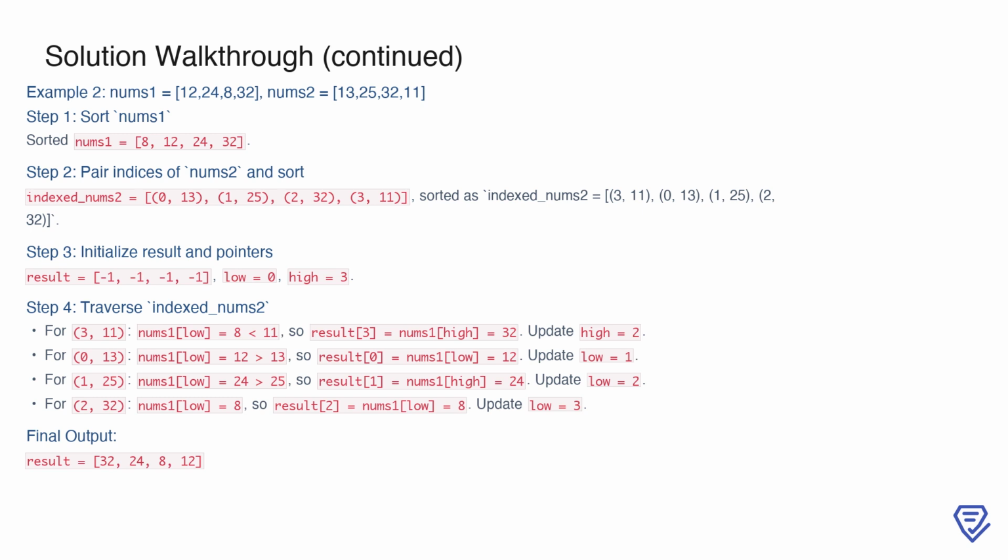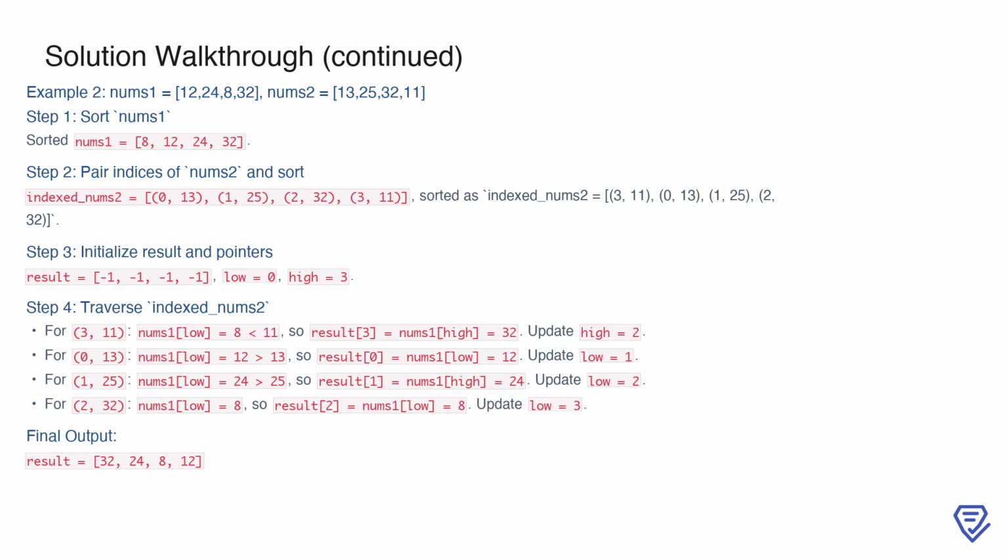For (0, 13), nums1[low] is 12, which is less than 13, so we assign result[0] equals nums1[low], which is 12, and increment low to 1. For (1, 25), nums1[low] is 24, which is less than 25, so we assign result[1] equals nums1[high], which is 24, and increment low to 2.